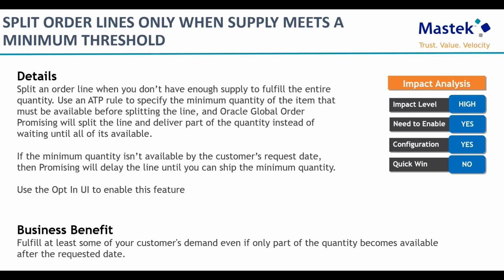The last feature on the topic is that you can split order lines when the supply meets a minimum threshold. You can set up a certain threshold for order lines, so that only if you are able to fulfill the item quantity up to the threshold do you want global order promising to split the line. If the required quantity up to this threshold is not available until a certain date, then global order promising will try to push the scheduled ship date until this particular quantity is available. Once this quantity becomes available, the order might split into those quantities for the remaining balance quantity. This way, you will be able to meet the customer's expectation of the minimum quantity.